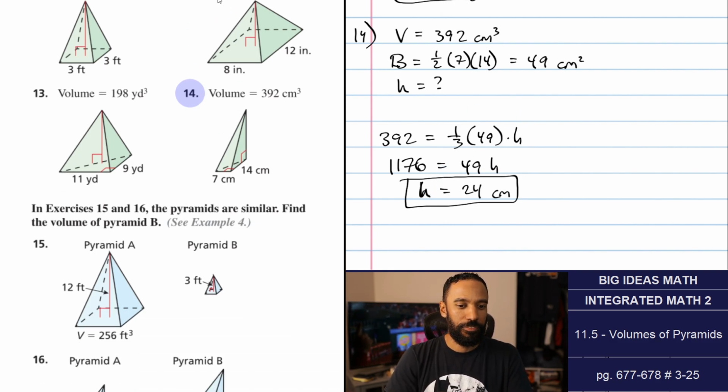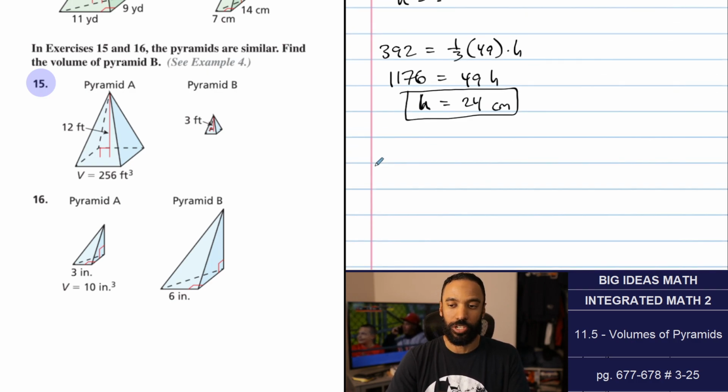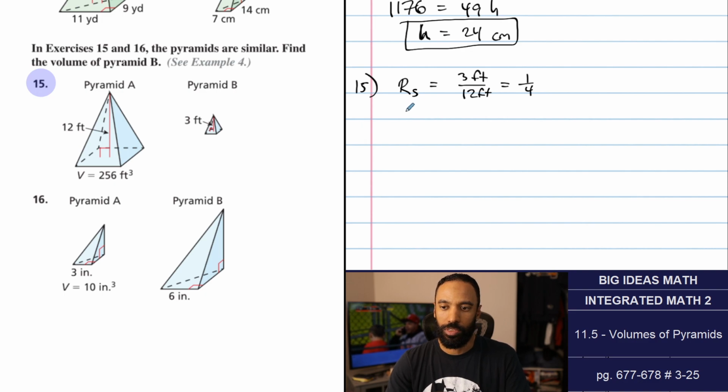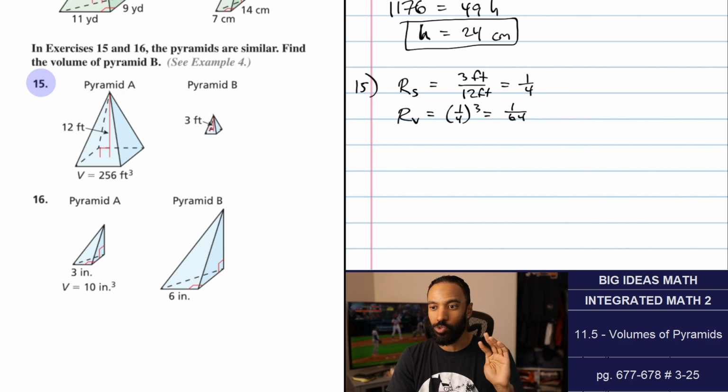All right. Numbers 15 and 16, the pyramids are similar. Find the volume of pyramid B. In this case, it's smaller. In this case, it's larger. But we have corresponding lengths, in this case, heights for number 15. We can see that the similarity ratio, let's do B to A, is 3 feet to 12 feet for those heights. That is a 1 to 4 similarity ratio. So the volume ratio, we are going to take that 1/4 and cube it. 1/4 cubed is 1/64. So the volume of pyramid B is not 1/4 the volume of pyramid A, it's 1/64.